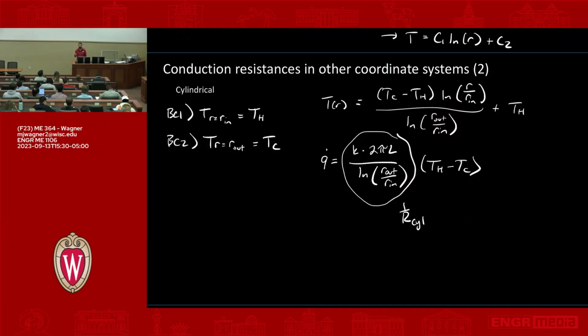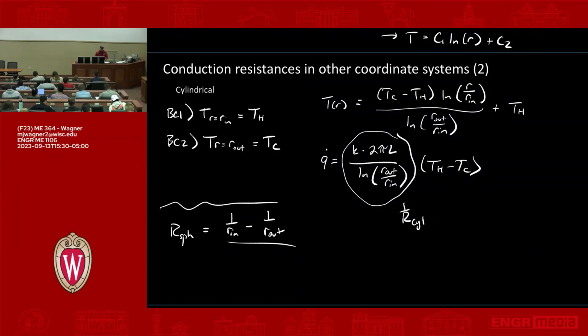Okay? Let me give you the spherical coordinates one, and then we'll wrap up with a couple other resistances. So the exact same analysis, R spherical, you have 1 over r_in minus 1 over r_out divided by 4 pi times k. So if you happen to be using spherical coordinates, that's the conduction resistance in that problem.